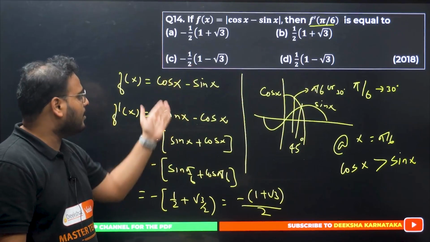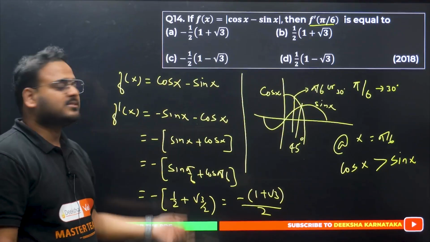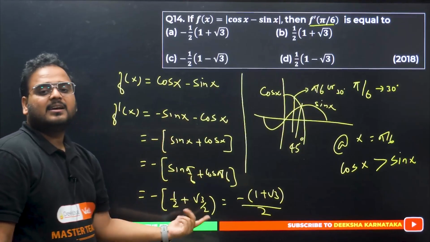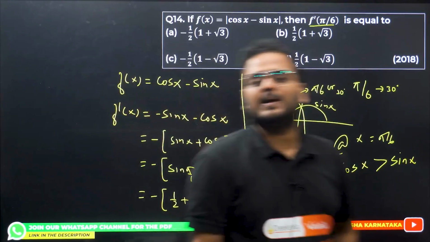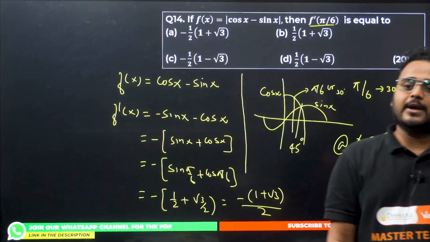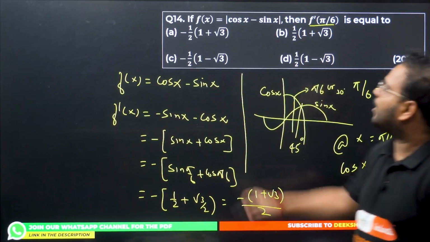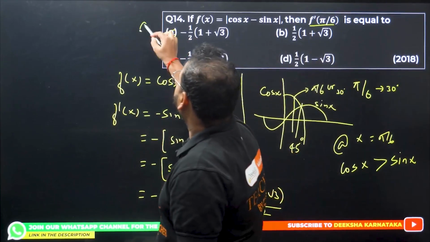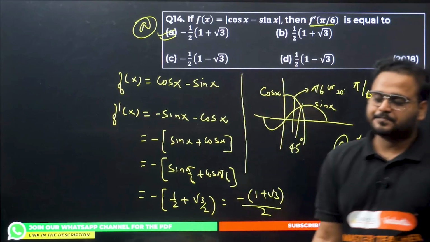Differentiating is easy now. Minus sin and sin becomes cos. We have 2 minus sin, take it outside. Sin pi by 6 and cos pi by 6 is 1 by 2 plus root 3 by 2. Answer is 1 plus root 3 by 2. Option A is correct.